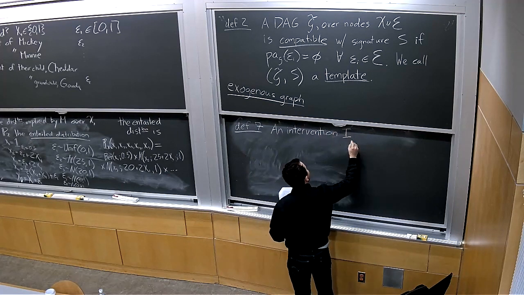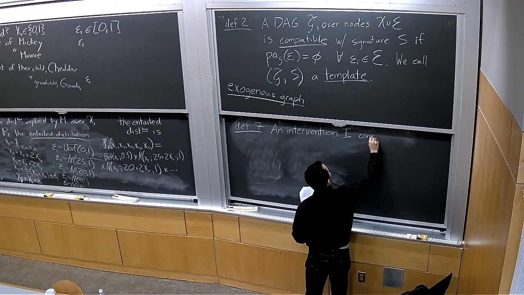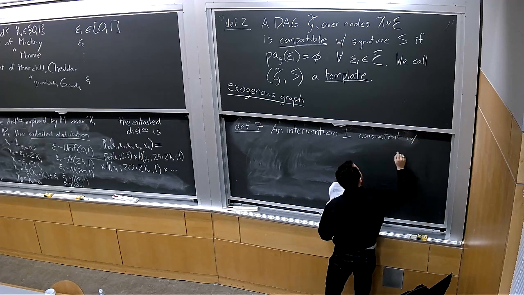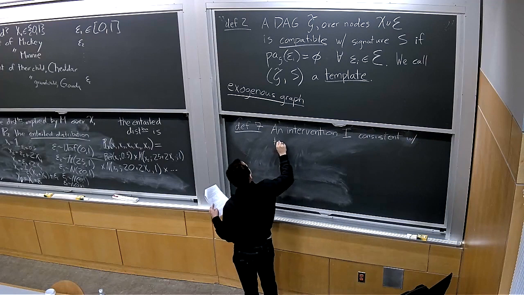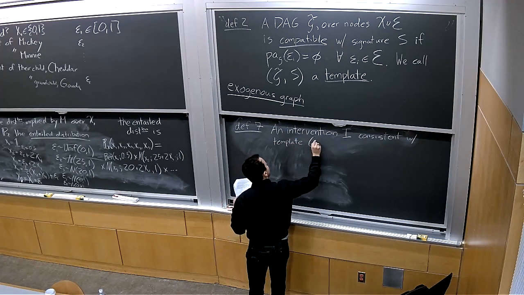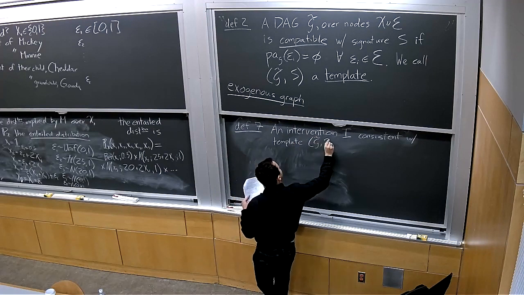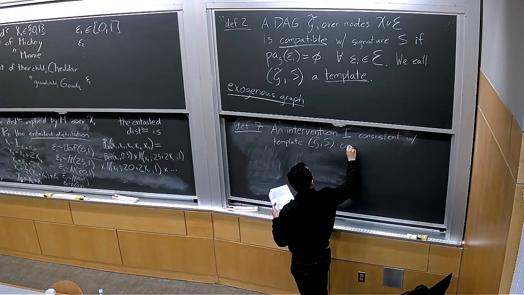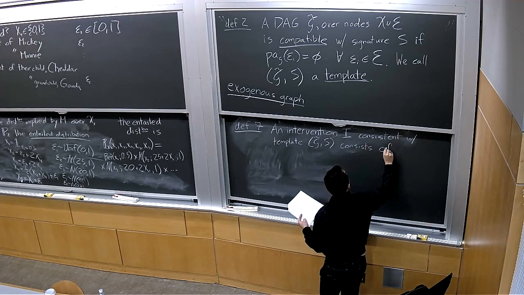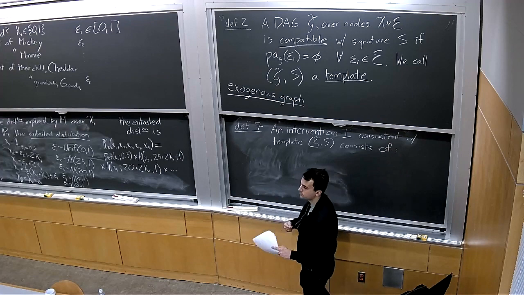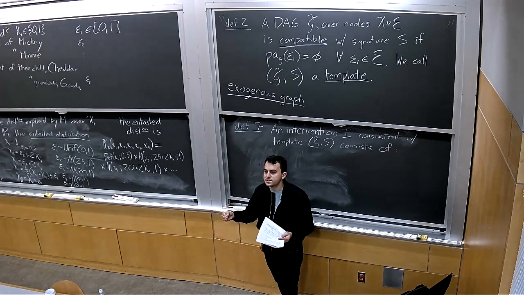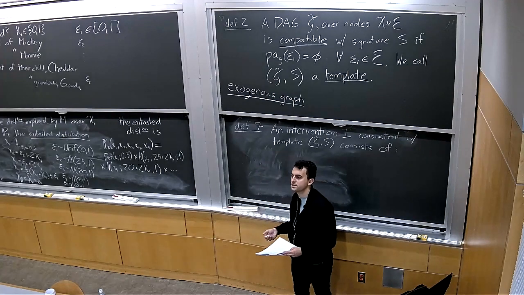This is I, and this is consistent with a template G tilde S. A lot of these are composite objects, so they're tuples consisting of a few parts. This is trying to break it down so that each of these definitions only has one or two parts.